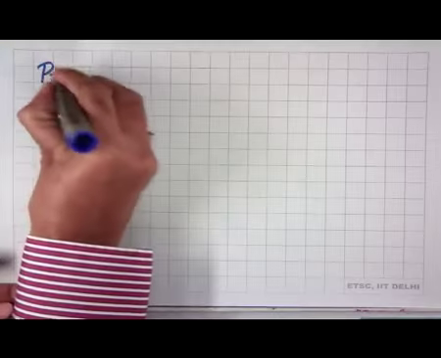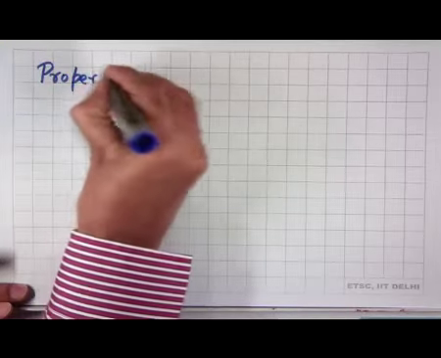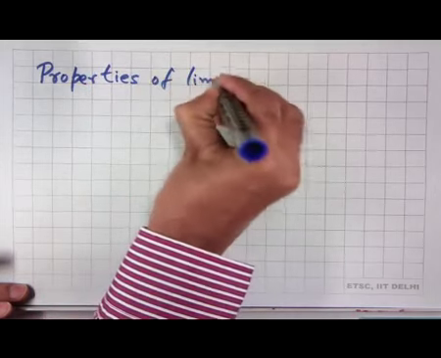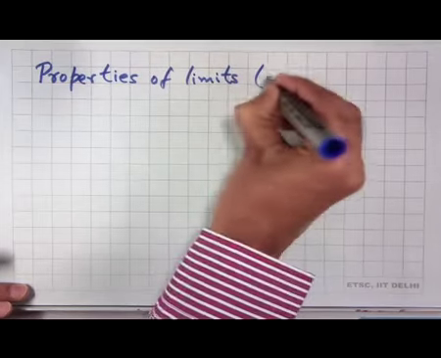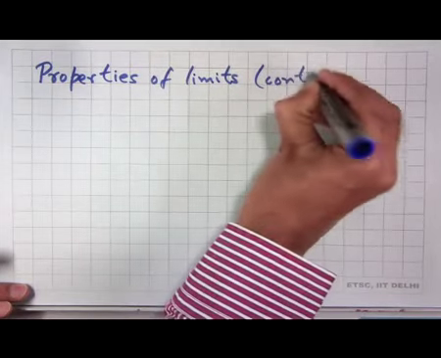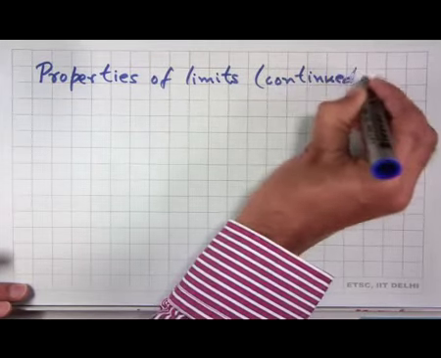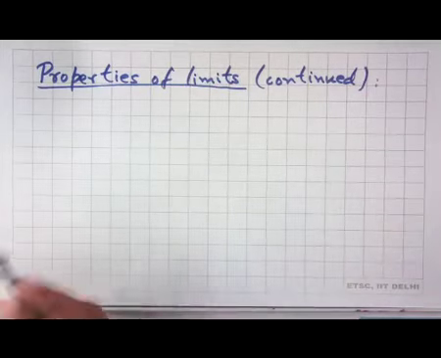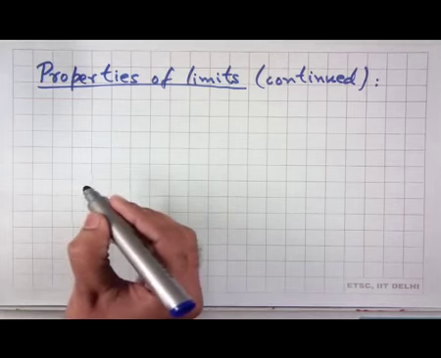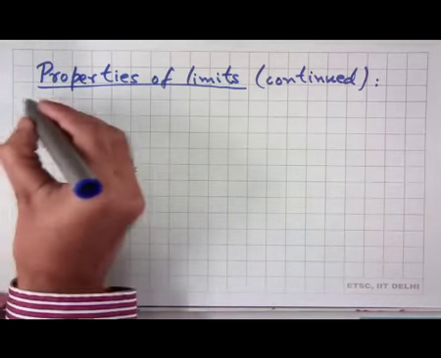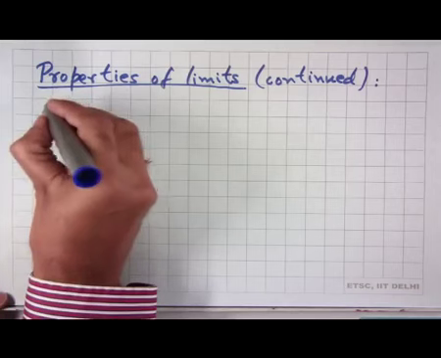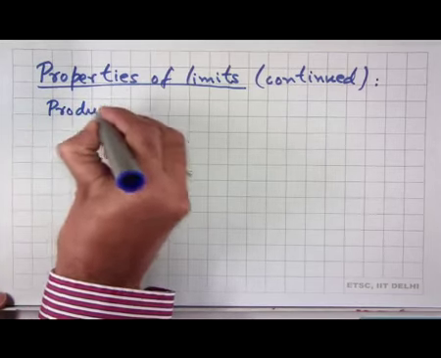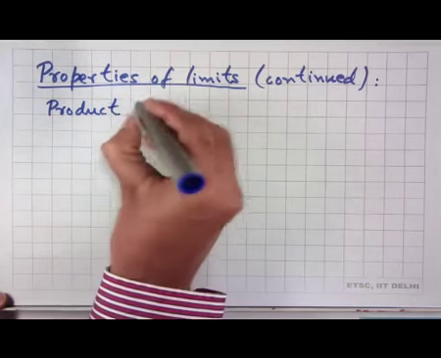So, we will continue with properties of limits, continued. Last time we saw the sum difference rule and then the multiple of a constant. So, today let us see what happens to the limit of the product of functions. So, product rule.